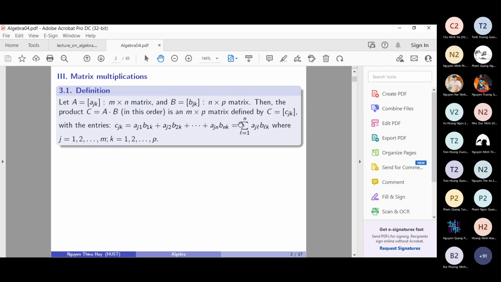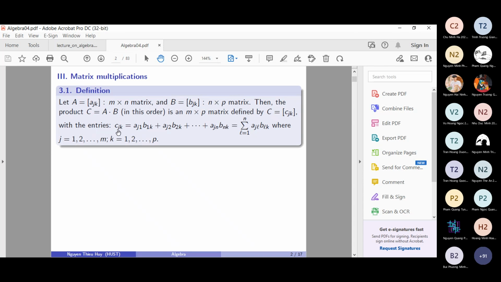It is shorter to use this sigma, so that you don't have to write too many terms. You just write the sigma of A_jl multiply B_lk, l running from 1 to n, where this C_jk is defined for all j from 1 to m, and for all k from 1 to p. So all the entries of C.